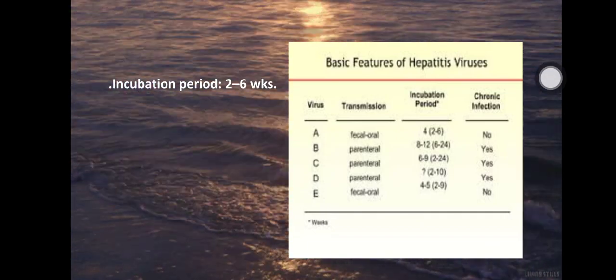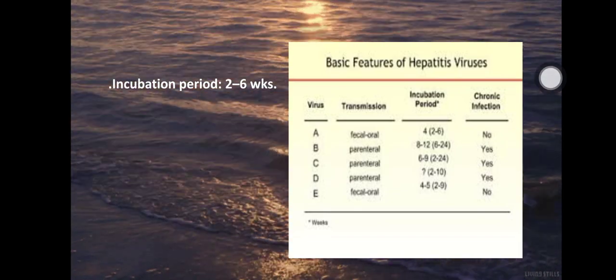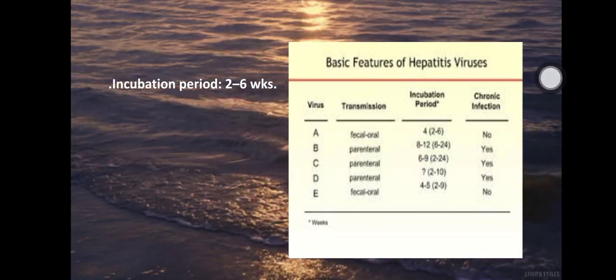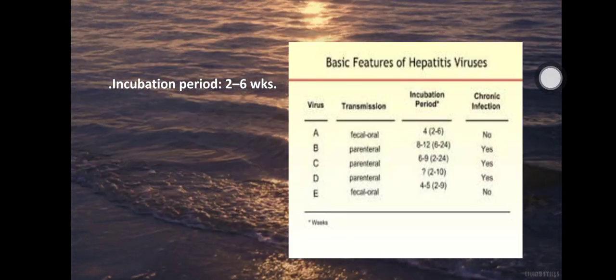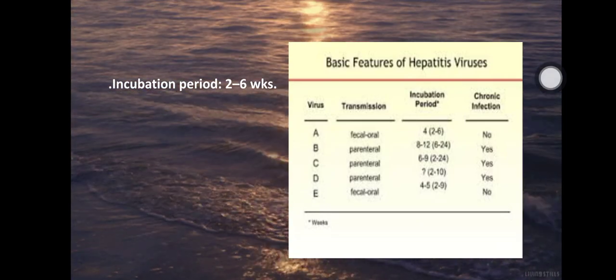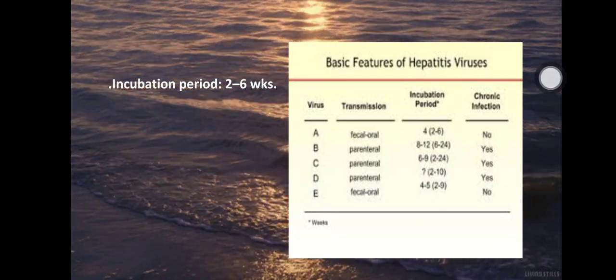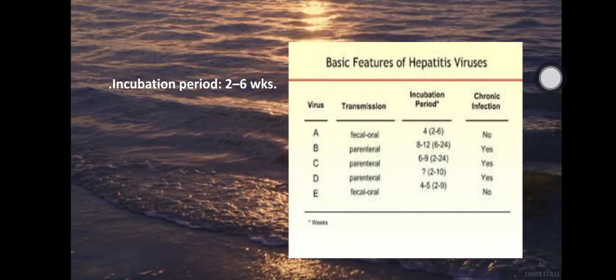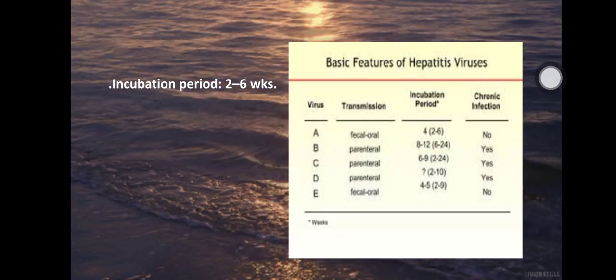Whether chronic infection occurs? No. Hepatitis A as well as hepatitis E, both are transmitted fecal-orally, that is from contaminated food. So this cannot lead to chronicity, that is, there is no chronic hepatitis A. If somebody diagnoses it as chronic hepatitis A or chronic hepatitis E, then the diagnosis is considered to be wrong.